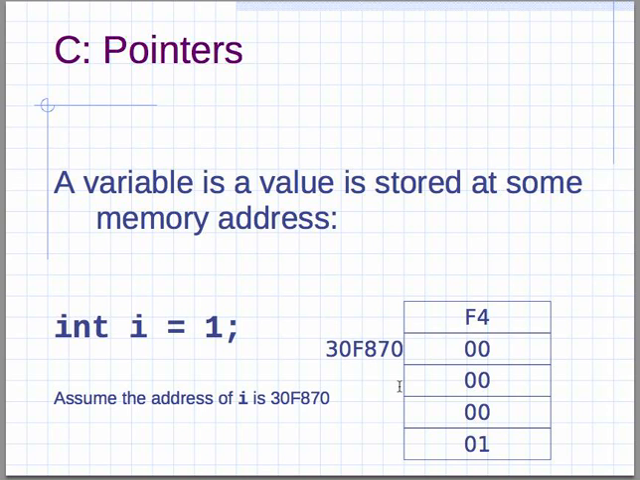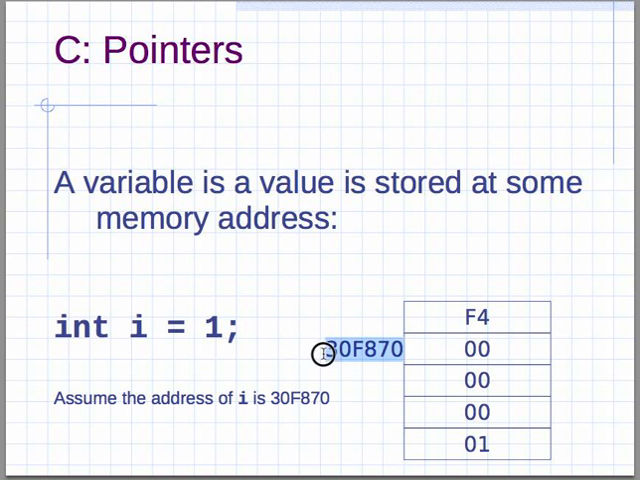So in the next topic, we'll dive into more details about pointers. This is a big topic, and I'm just trying to get you ready for it. The basic idea is that if you have an int i variable and you set it equal to 1, this i is somewhere in memory. Let's pretend that that location in memory is represented by this.